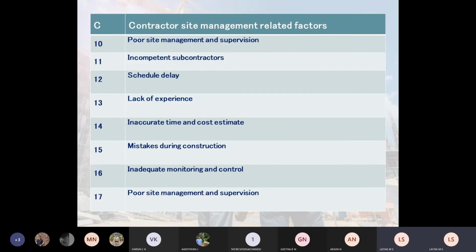Next thing is the cost overrun. We are understanding why it is exceeding the amount, whatever we have estimated. The other third reason, which I put as C, is site management related factors.